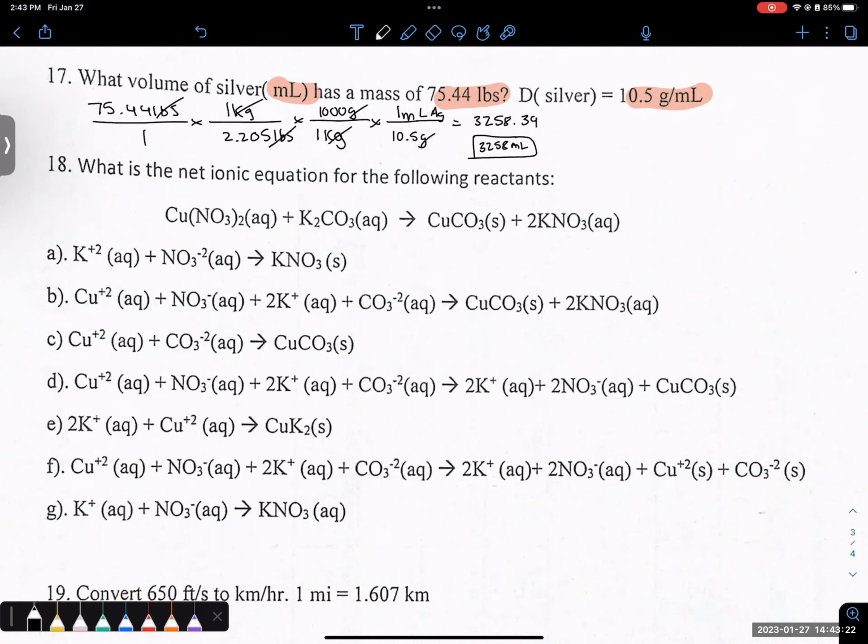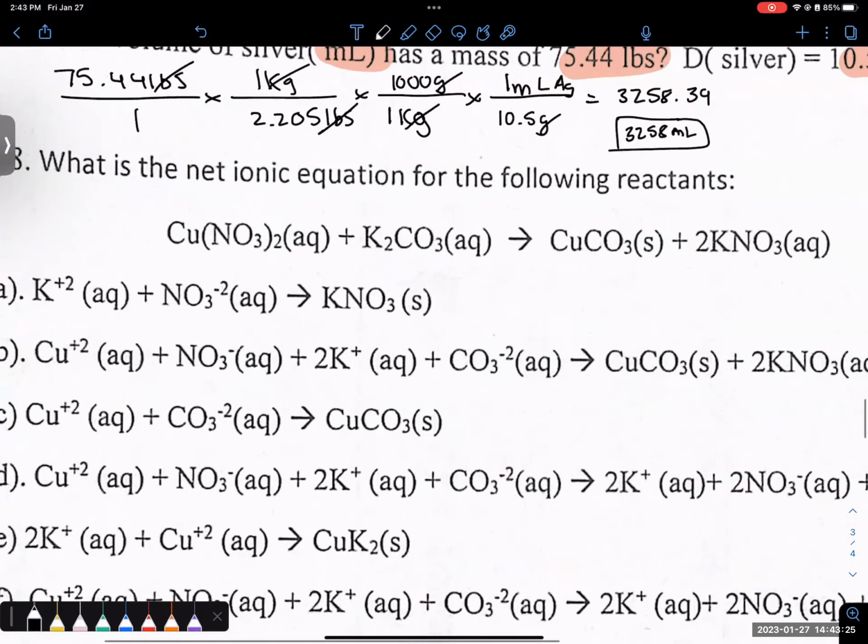So let's look at this. Copper 2+ and nitrate. It's aqueous, which means that this broke up into copper 2+ cations and nitrate anions. Are we good there on how we broke that? Because it's aqueous. What about, can we break this one up? Why? It's aqueous, right? So it's dissolved in water. So we have 2 K+, and we have carbonate.